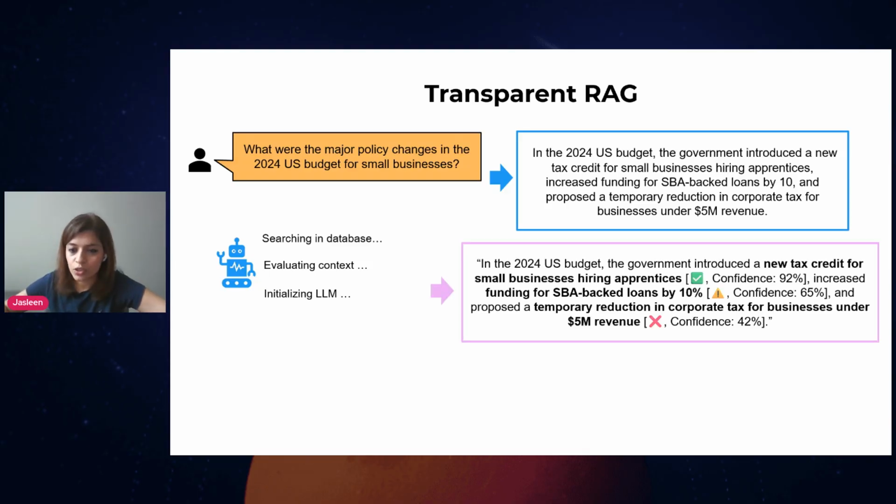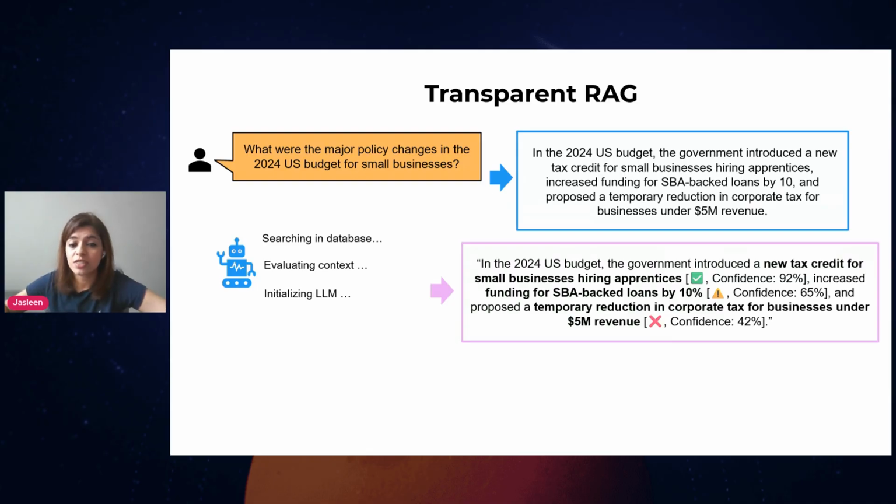The claim about the new tax credit for hiring apprentices is marked with a green check and a confidence score of 92%, which means that the agent finds strong support in the retrieved context for this specific fact. The statement about SBA-backed loans funding is flagged with an exclamation mark with 65% confidence, which means that it's partially supported. Maybe the number is unclear or the context is vague. And the line about a temporary corporate tax reduction is marked with a red cross with only 42% confidence, which means that the agent feels it's likely hallucinated or unsupported by the context.